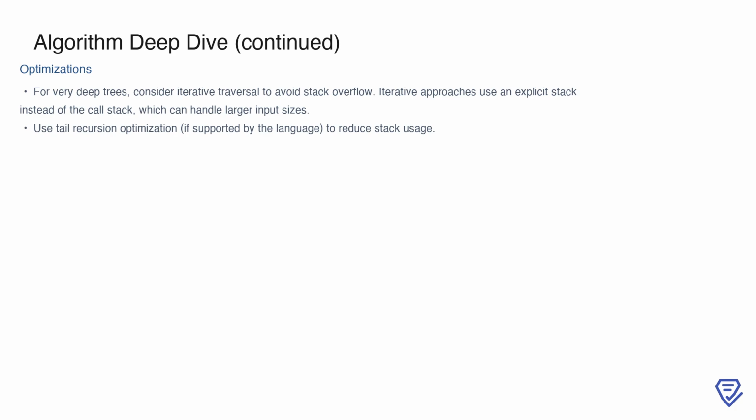Another optimization is utilizing tail recursion, if the programming language supports it. Tail recursion can reduce stack usage by reusing the same stack frame for recursive calls, making the algorithm more memory efficient. These optimizations ensure that the algorithm remains scalable and performant, even for extreme cases.